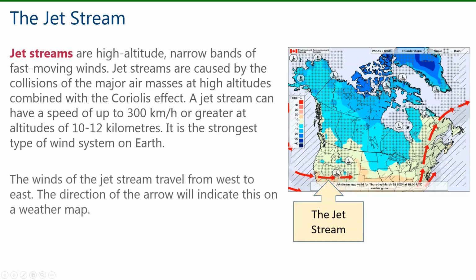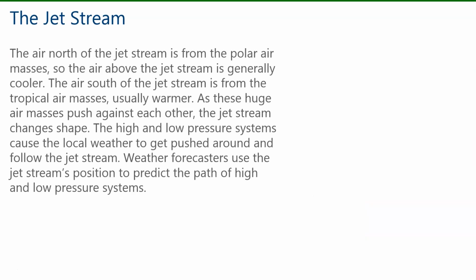The winds of the jet stream travel from west to east. The direction of the arrow will indicate this on a weather map. The air north of the jet stream is from the polar air masses, so the air above the jet stream is generally cooler. The air south of the jet stream is from the tropical air masses, usually warmer. As these huge air masses push against each other, the jet stream changes shape.